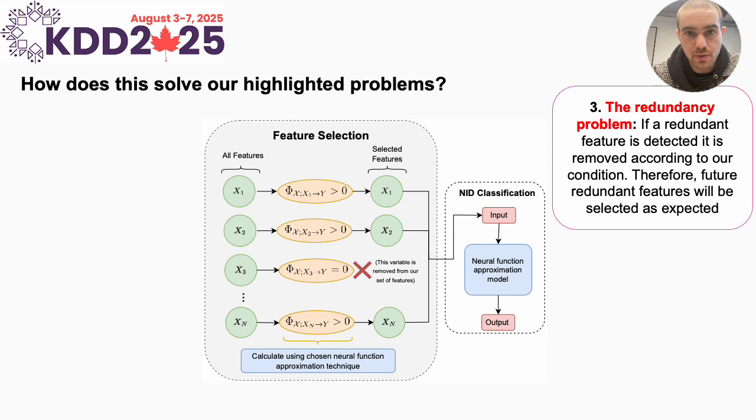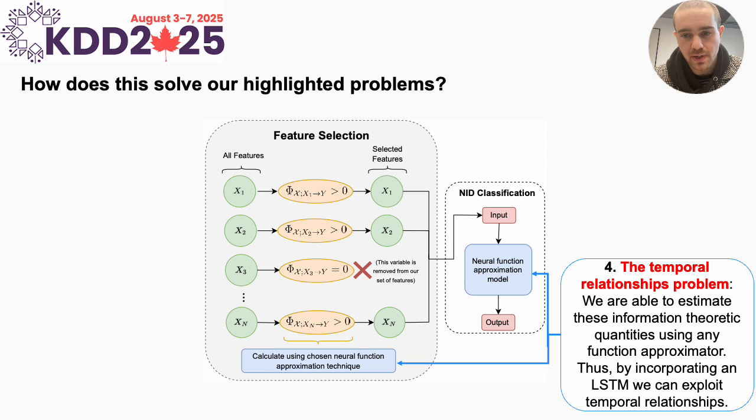Thirdly, the redundancy problem. FSNID overcomes the redundancy problem by, upon encountering redundant features, removing them so that they no longer provide redundant information about the remaining features in the set. And finally, the temporal relationships problem.